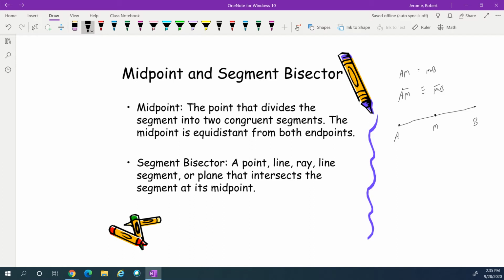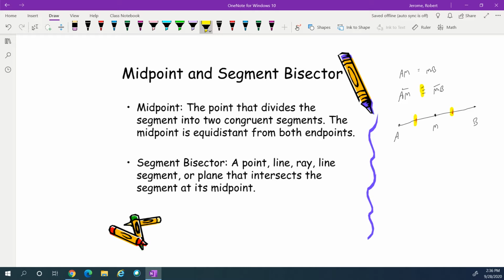And the way we show that in a picture is we put little hash marks on it. So we use the word congruent, but in the picture we show it using those hash marks. So that way everything we say and write and everything we see in the picture is synchronized. So those little hash marks mean congruent to each other. And for that to happen, M has to be exactly in the middle between A and B, the midpoint.